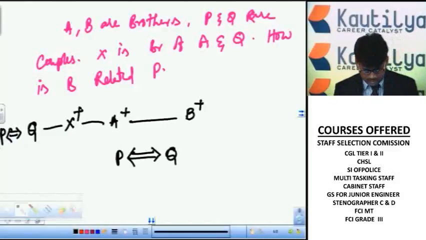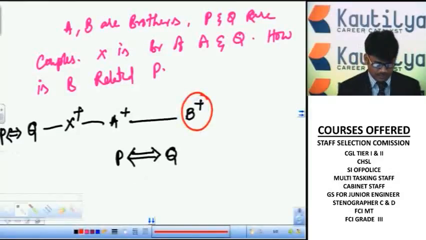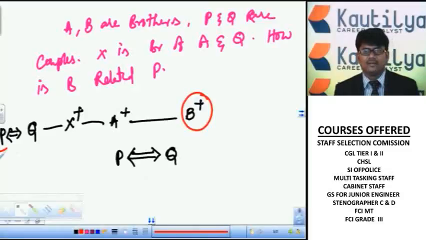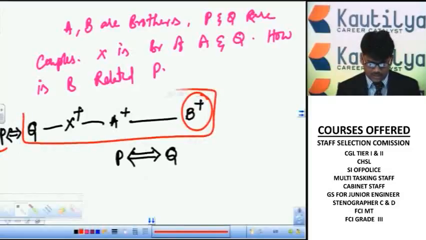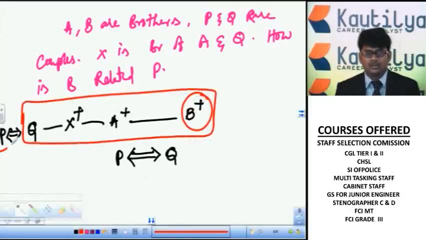Then the question is clearly: how is B related to P? We should identify the relationship of B with P. First, these three persons are in one horizontal line. That means they all are siblings. Then we should take the relationship from P to B.